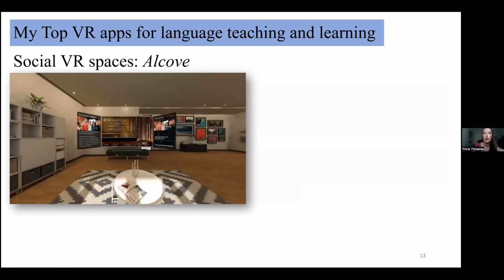Okay, let's talk about Alcove. Alcove is also a social VR space, but it's private. So students have to go in and add people into the home space with them, and only 4 people are allowed at a time. So it's better for kind of students working in small groups.